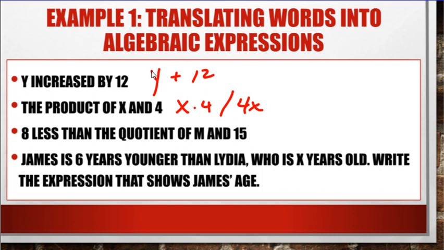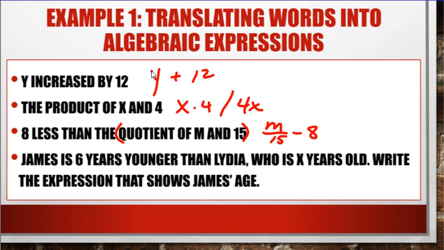8 less than the quotient of m and 15. So the quotient here of m and 15 means a division. So I have m divided by 15, and it's 8 less than that. So I need to subtract 8. Okay, so just make sure you're carefully reading what they're actually saying. So don't put 8 minus the quotient because it's 8 less than the answer of the division problem.